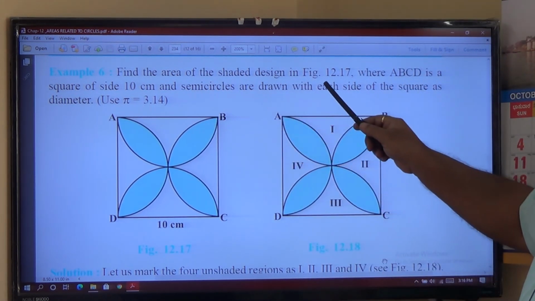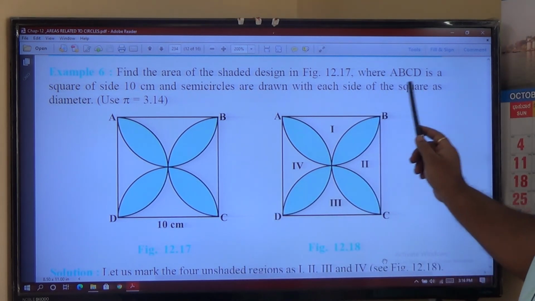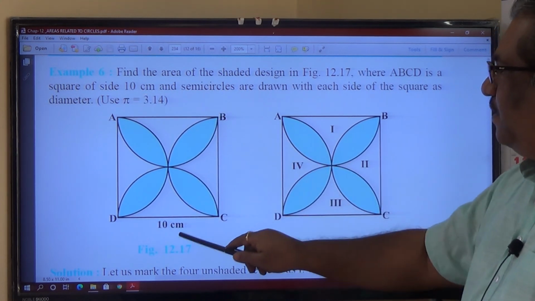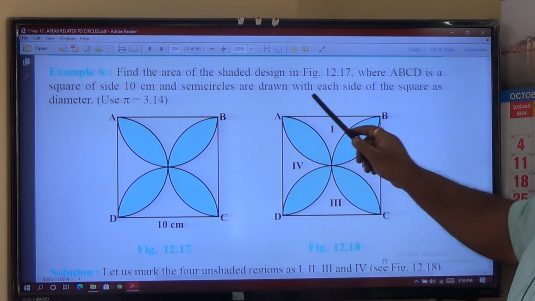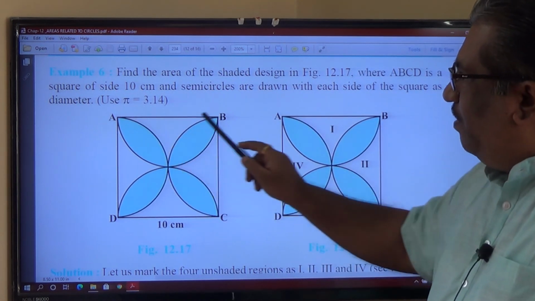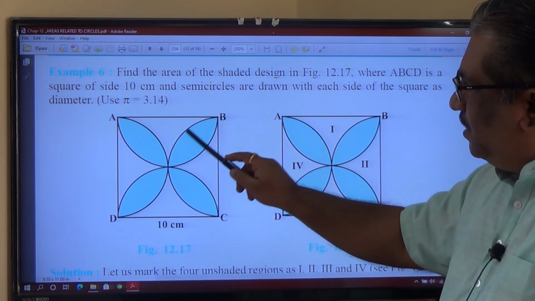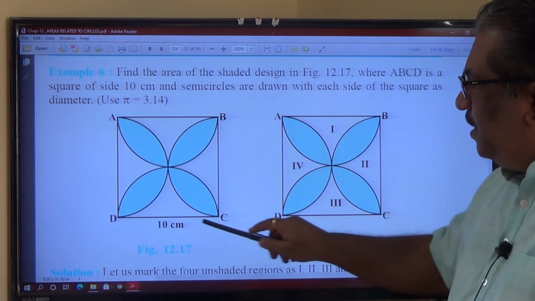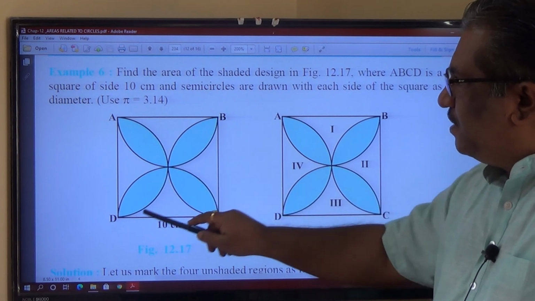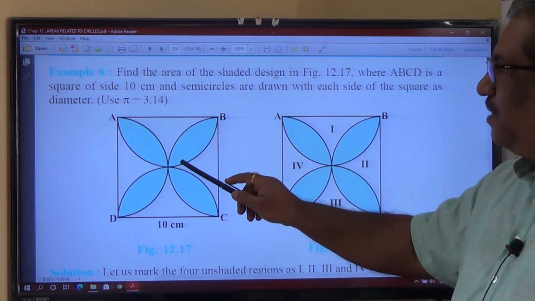Find the area of the shaded region in figure 12.17. This is the diagram here, where ABCD is a square of side 10 centimeter, and semicircles are drawn with each side of the square as a diameter. So if AB is the diameter, this is one semicircle. If BC is the diameter, this is one more semicircle. If DC is the diameter, this is a semicircle. If AD is the diameter, this is the semicircle. So each side as a diameter, 4 semicircles are drawn here.